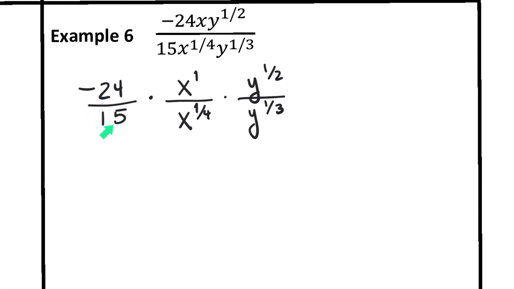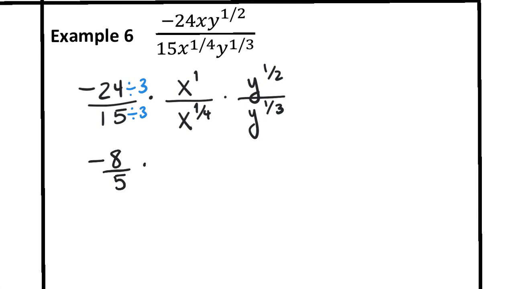Negative 24 over 15, you can't divide 24 by 15, but you can simplify. Both of these numbers are divisible by 3. So I can divide both of these by 3. So negative 24 divided by 3 is negative 8. 15 divided by 3 is 5.